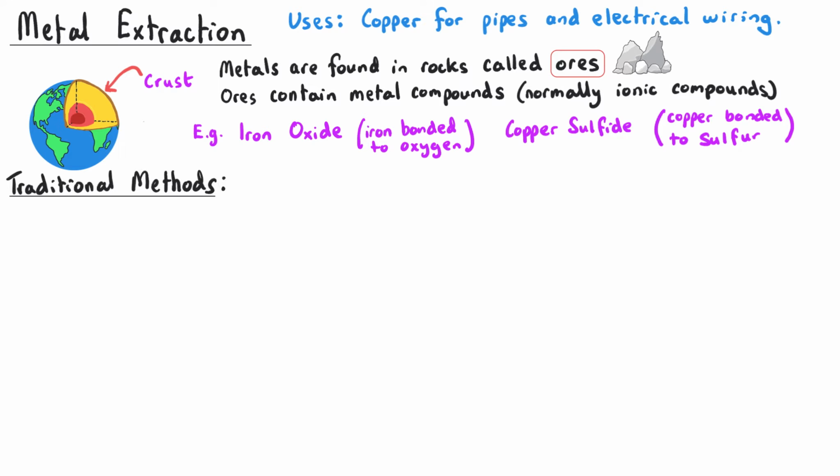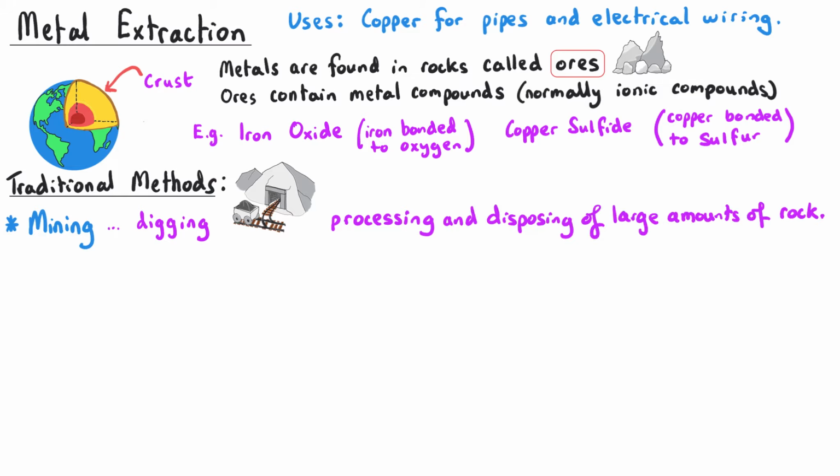Traditionally, to get these metals out, we first of all need to create a mine. Now, a mine involves digging the rock from under the ground and then moving the rock to somewhere where it will be processed and then disposing of a large amount of rock once we have finished.